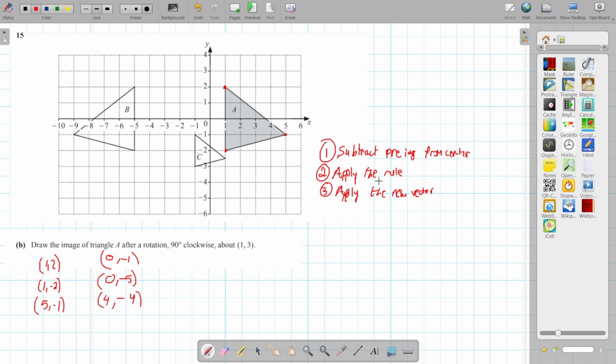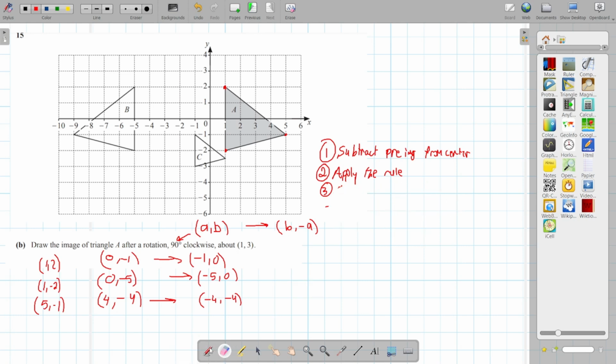The second step is apply the rule. What's the rule of a 90-degree clockwise rotation? A comma B goes to B comma minus A. So this 0, minus 1 will become minus 1, 0. This 0, minus 5 will become minus 5, 0. And this 4, negative 4 will become negative 4, negative 4. What's the third step? Apply this new vector. Instead of saying apply this new vector, I'll just say add it to the center.